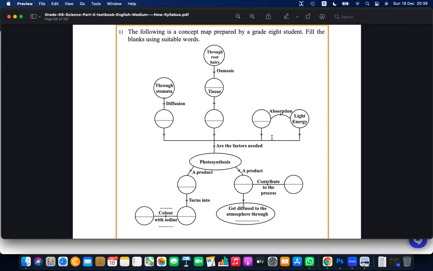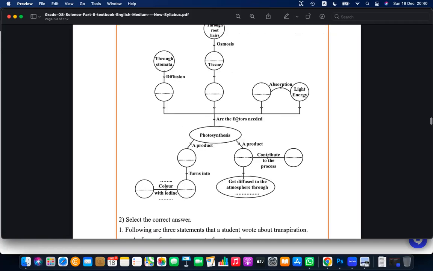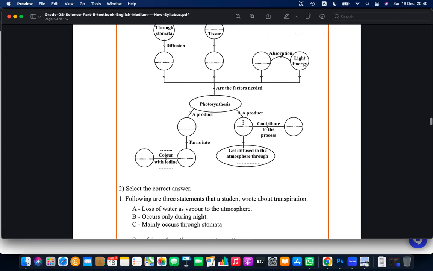Then the next is basically light energy is absorbed by chlorophyll. Chlorophyll is absorbing the light energy. Then chlorophyll, carbon dioxide and water will do the photosynthesis. Those are the factors needed. Okay, what are the products? There are two products. Glucose and oxygen. Oxygen contributes to which process?